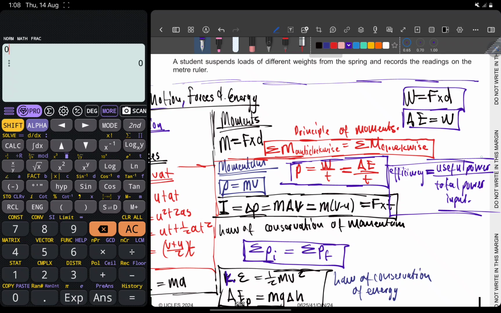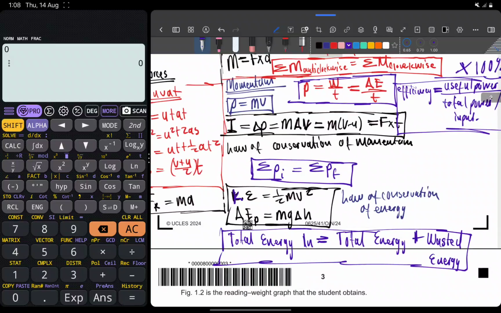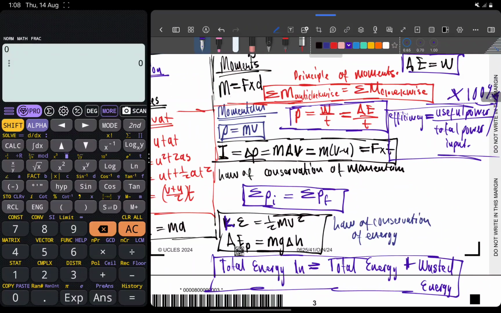But we like to present it as a percentage, so you say times 100%. Don't forget, you're going to say times 100%. When we are using energy, it's the useful energy output divided by the total energy input times 100%. And these are the formulas we're going to use in Unit 1. Have you seen them? We should never meet a Unit 1 question and not be able to do it.